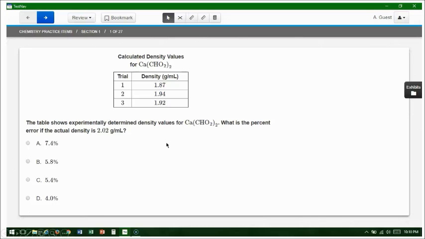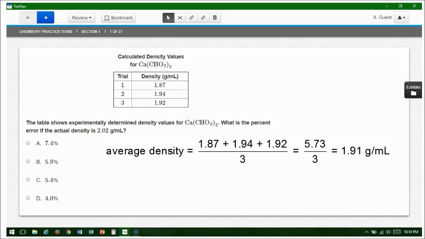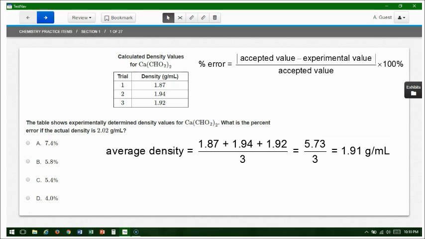So the first thing we have to do is calculate the average density from these three trials. So the average density would be 1.87 plus 1.94 plus 1.92 divided by 3. And that average works out to be 1.91 grams per milliliter. Now that is our experimental value. The accepted value for the density is 2.02 grams per milliliter.